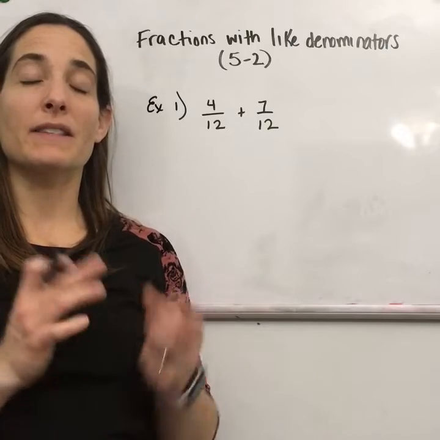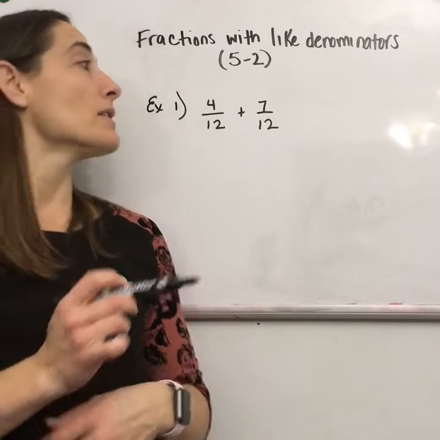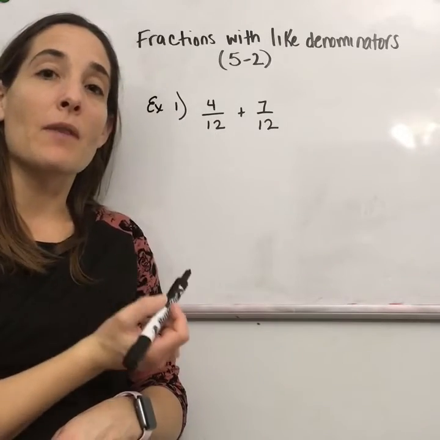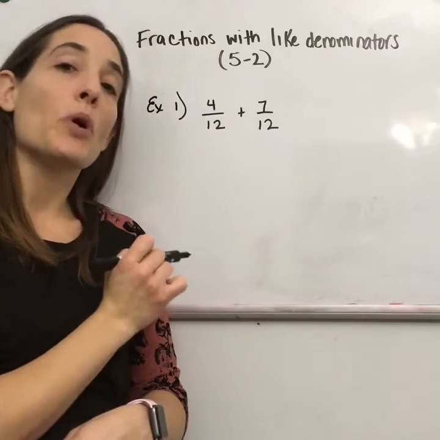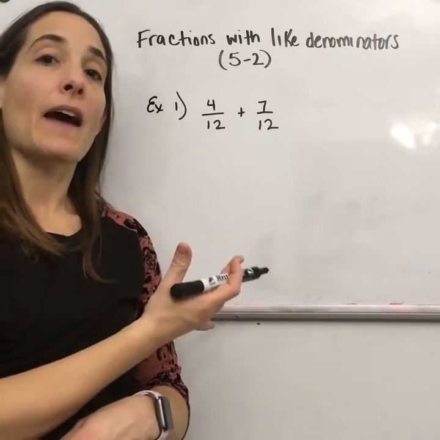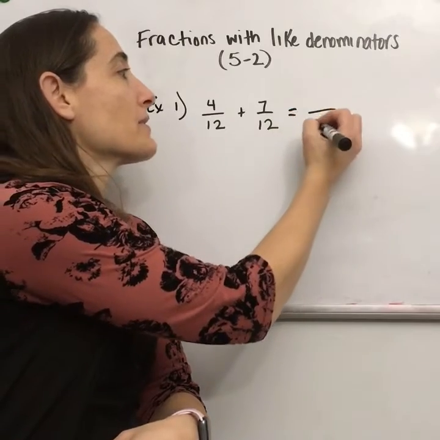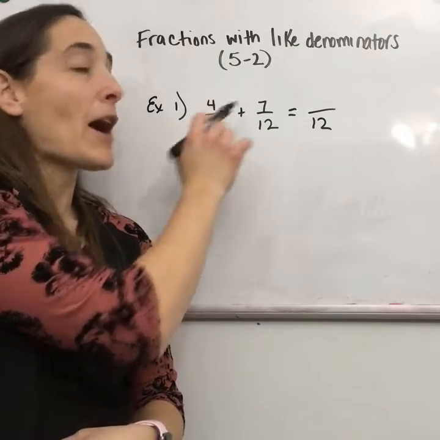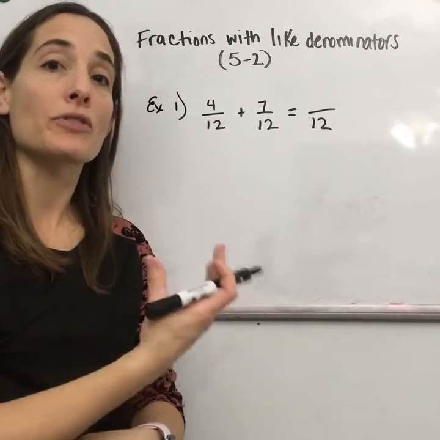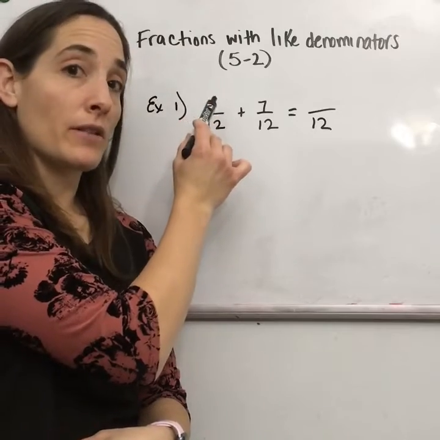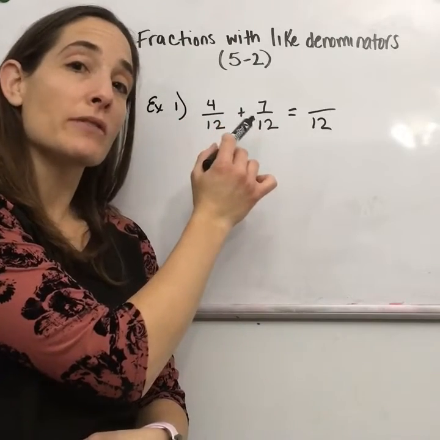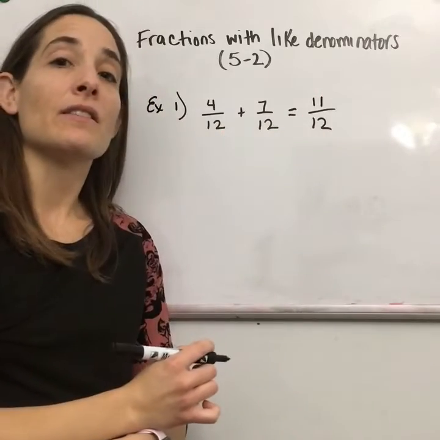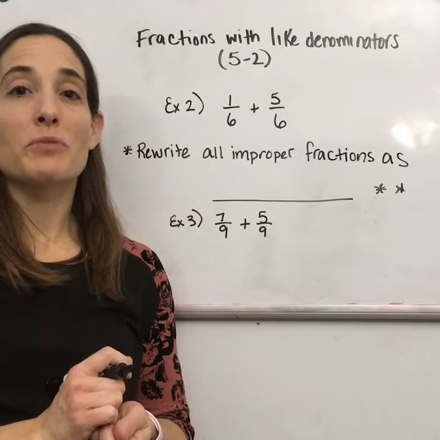We need to be talking about the same size parts each time. So in example 1, 4/12 plus 7/12, my denominator is 12 in both of these fractions, so that means I can add. Remember, when we add fractions, the size of the part doesn't change. What changes is how many of those we have. How many parts do we have? If we have 4/12 and then I add 7 more 12ths to it, I'm going to have 11/12.